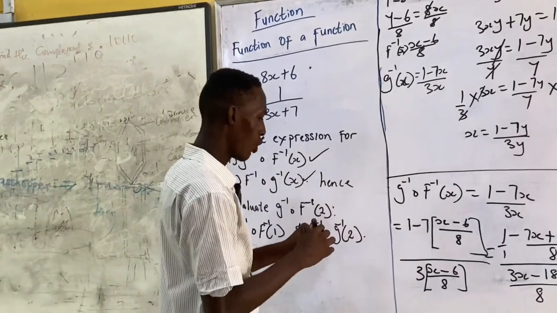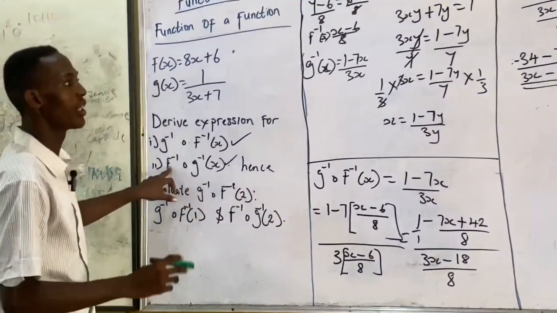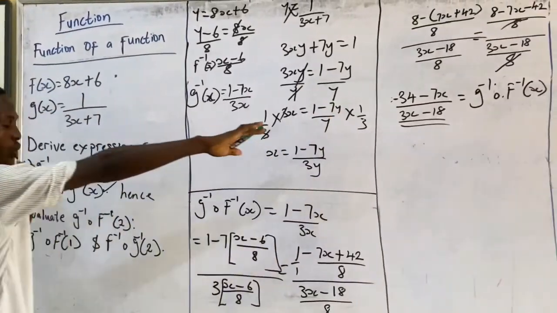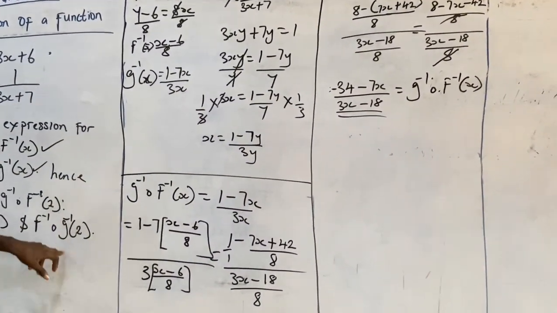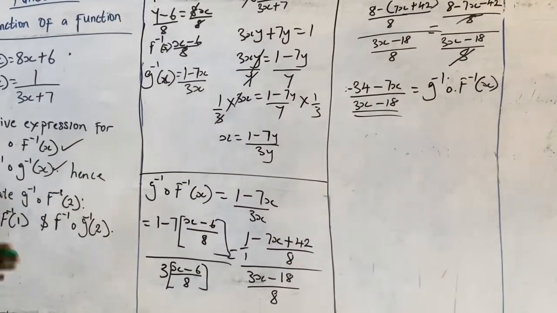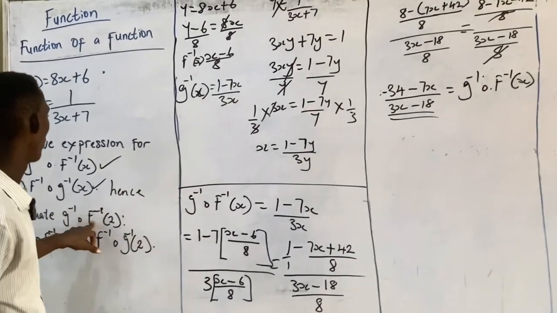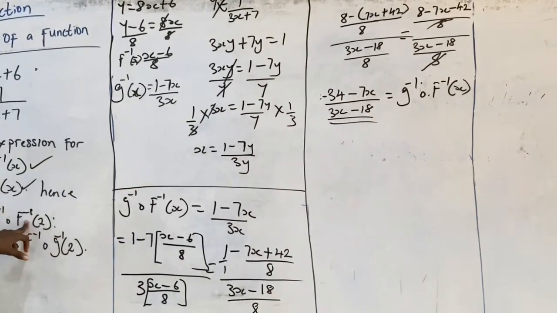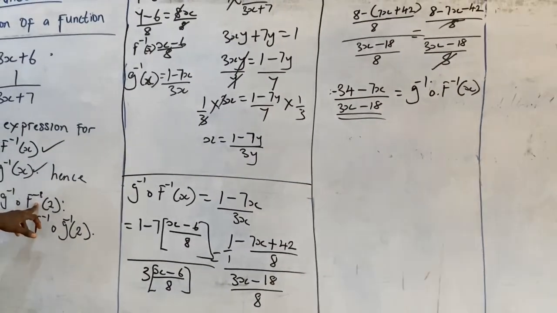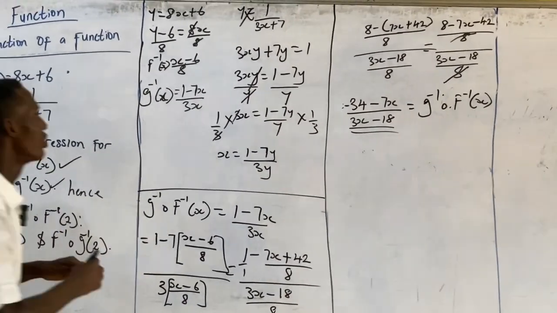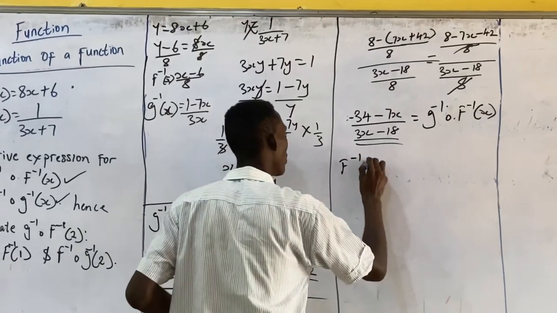So now, in your own assignment, once you have gotten your expression for this, it should look something like this. Then you input your 2 into it. Now, without wasting much of our time, let's go into the question. Before we can do this, we have to get F inverse of 2.